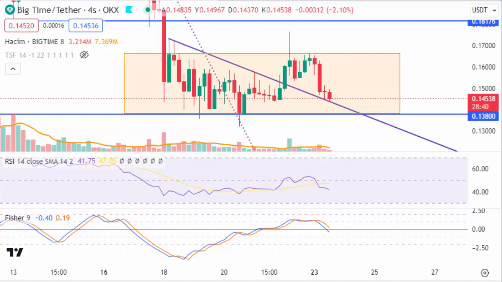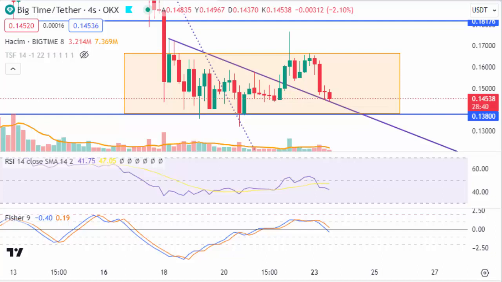Today, we will be conducting a technical analysis of BIGTIME Coin. Firstly, looking at the chart, we can see that there's a rectangular formation we mentioned in the previous video. In this video, we are sharing a slightly larger version of the same rectangular formation.